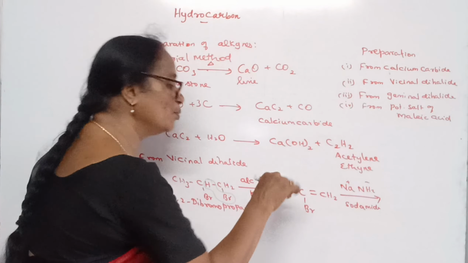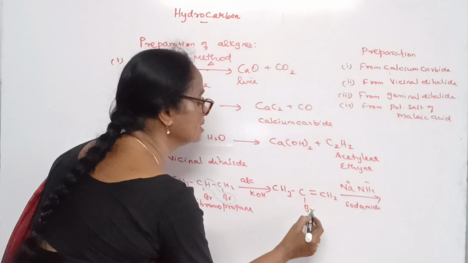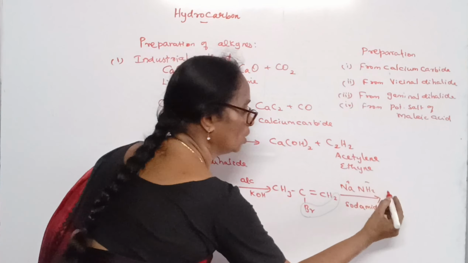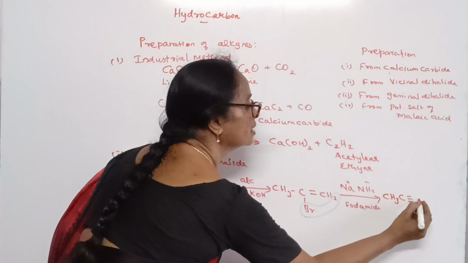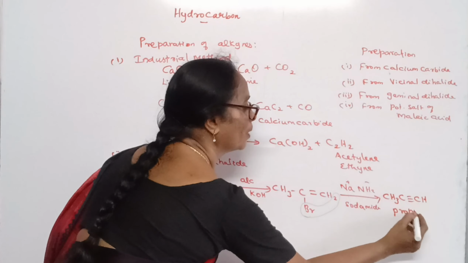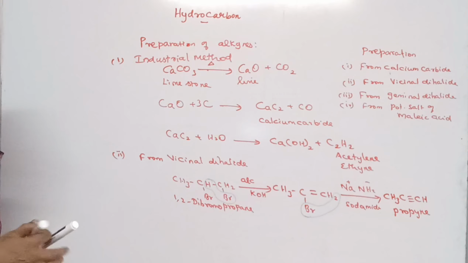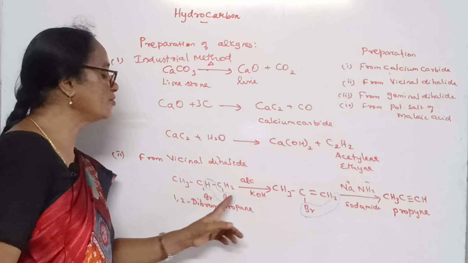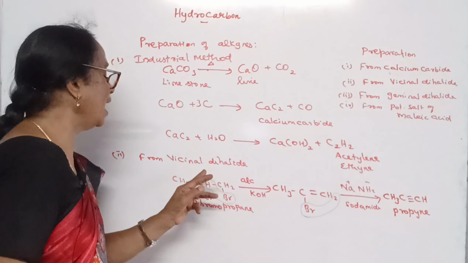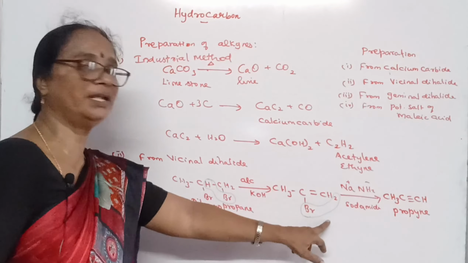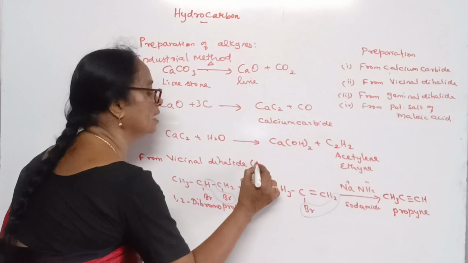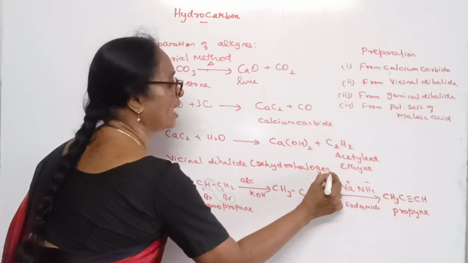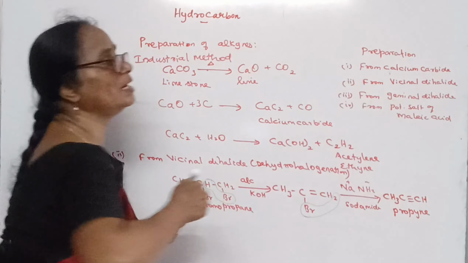So from this, one more HBr can be removed from the adjacent carbon atom. So the double bond is now converted into a triple bond. So we are getting CH3, C triple bond CH. This is propyne. So in vicinal dihalide, we have to make use of alcoholic potassium hydroxide for the elimination of hydrogen halide. So it involves hydrogen and halide being eliminated. So we can say it undergoes the dehydrohalogenation process.